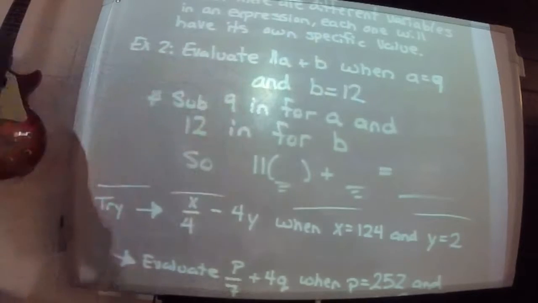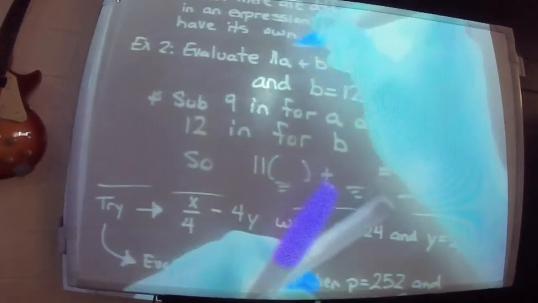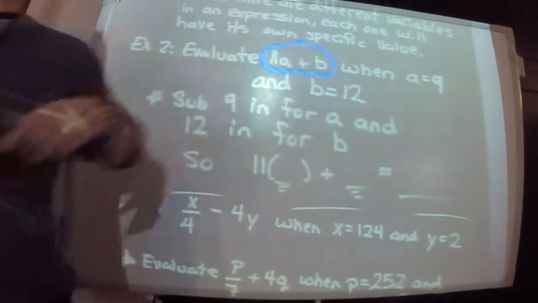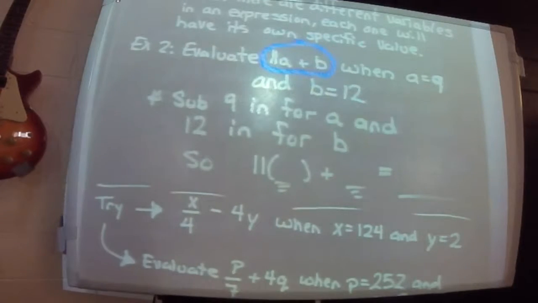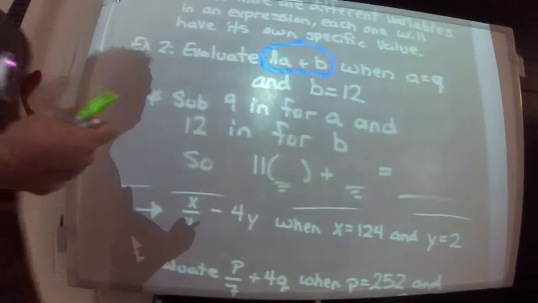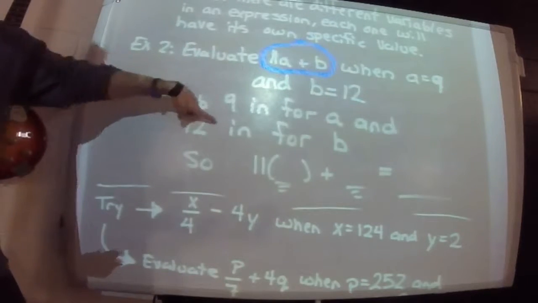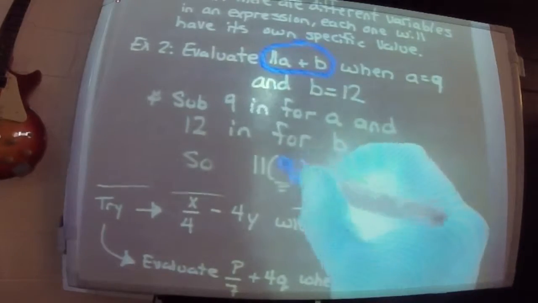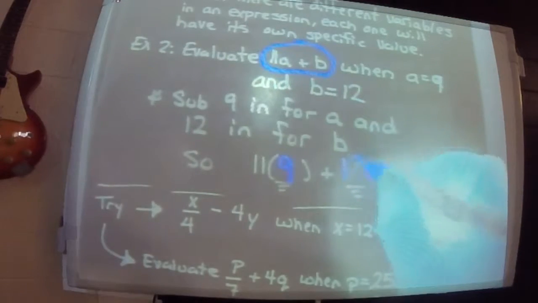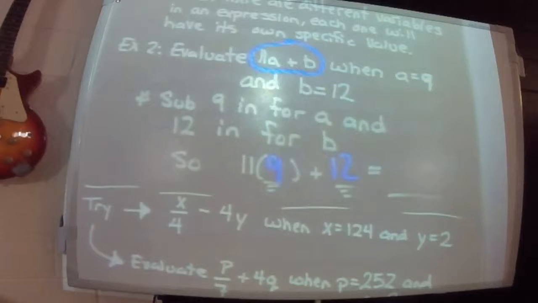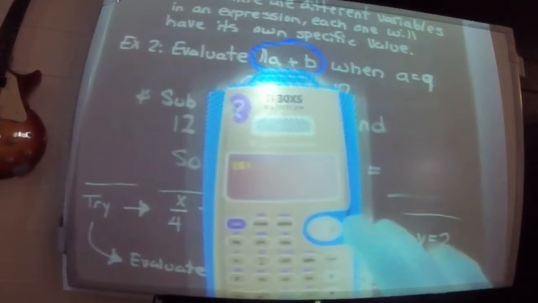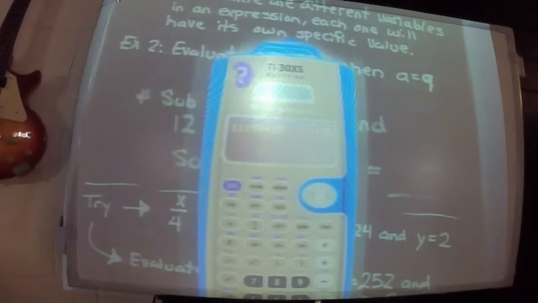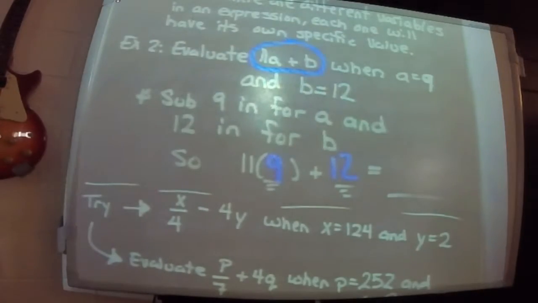Evaluate this expression. 11a plus b. How many terms are in that? 2 terms. This is 1 term, this is 2 terms. Evaluate it when a is 9 and when b is 12. So sub a 9 in for a, sub a 12 in for b. So instead of 11a, it's 11 times what? 9. 11 times 9. Instead of plus b, it's plus 12. 11 times 9 plus 12. Anybody want to guess what it is? 111.